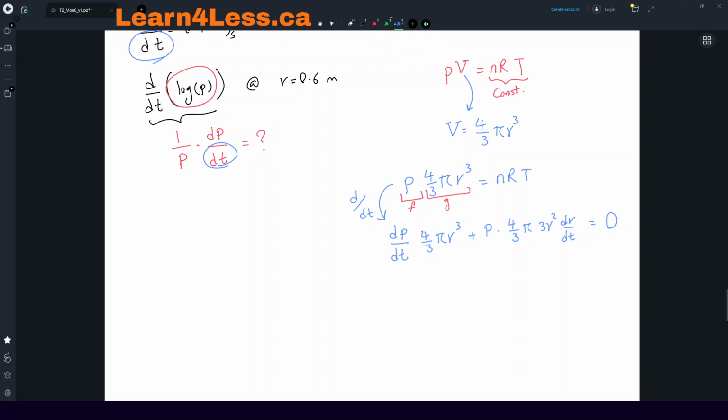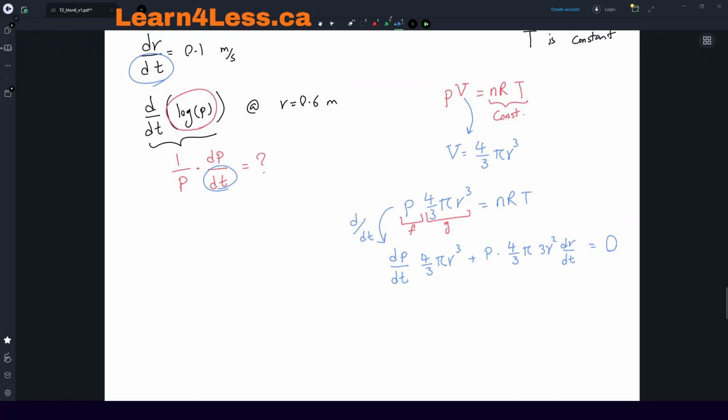Okay, now we have it. Let's see if we can plug in all the values. dp over dt, we don't have that. We don't have that either, and you will see that we don't actually need that. Radius, we need this, and dr over dt, we also need that, and we have that. It is 0.1.